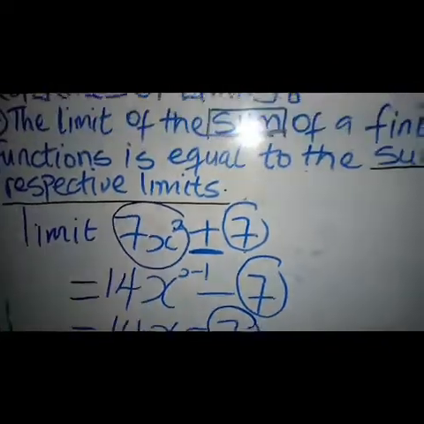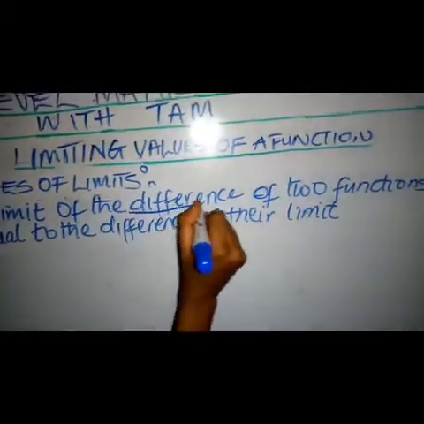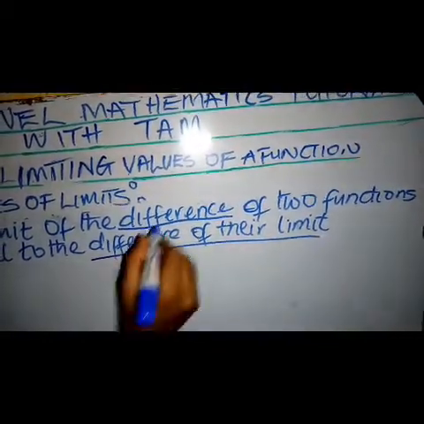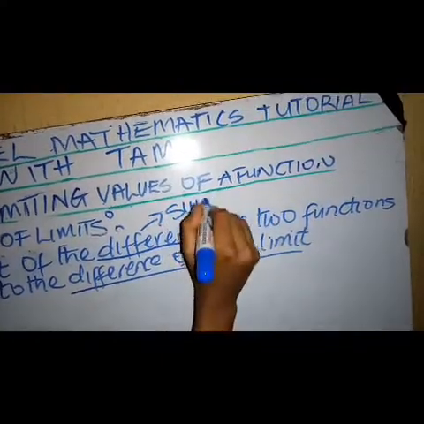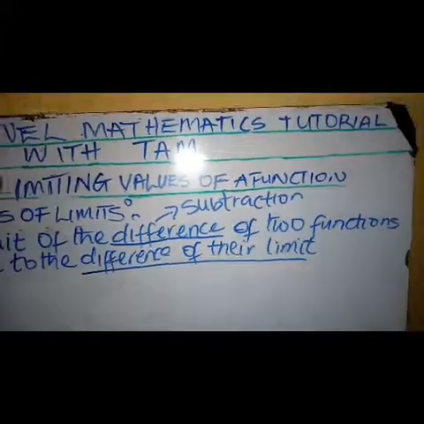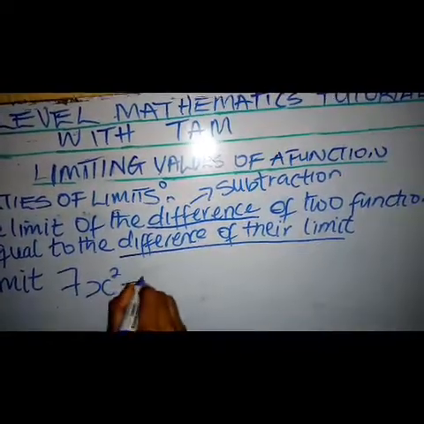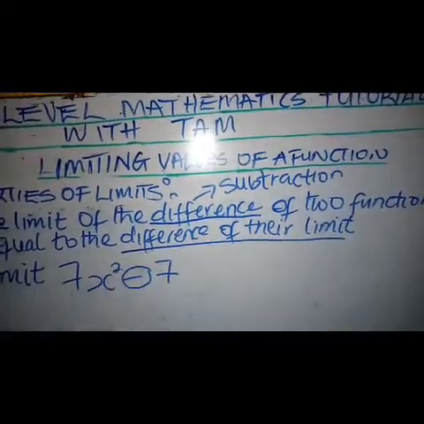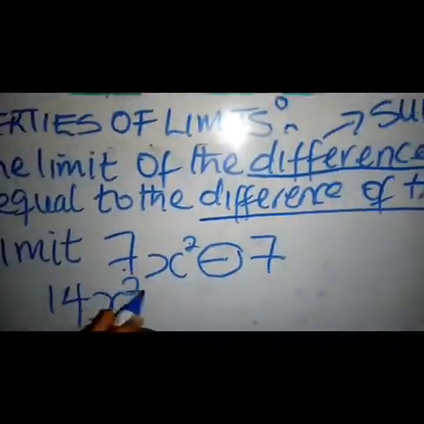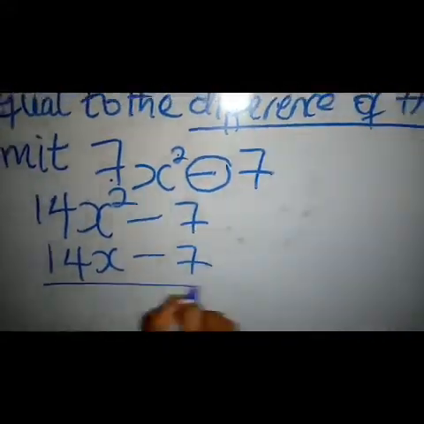Let's move to the third rule. The third rule: the limit of the difference of two functions is equal to the difference of their limits. When we are talking about difference, we are dealing with subtraction. That's the only difference between the second rule and the third rule. For example, the limit of 7x squared minus 7x. This minus stands for the difference. It will now be 2 times 7, that is 14x raised to power 2 minus 1, minus 7. That is 14x minus 7, the final answer.